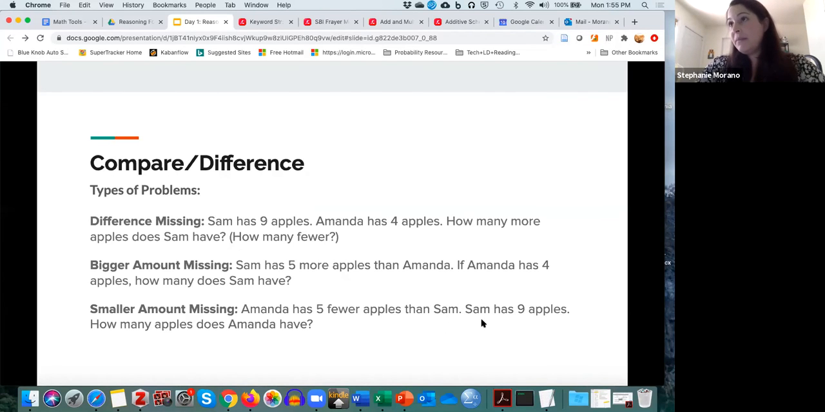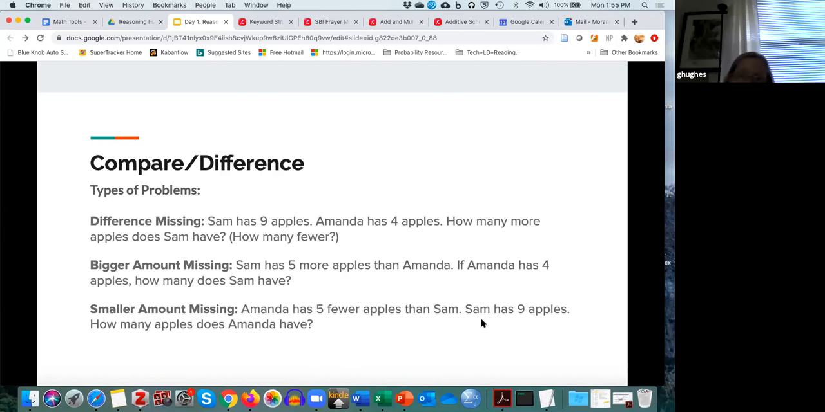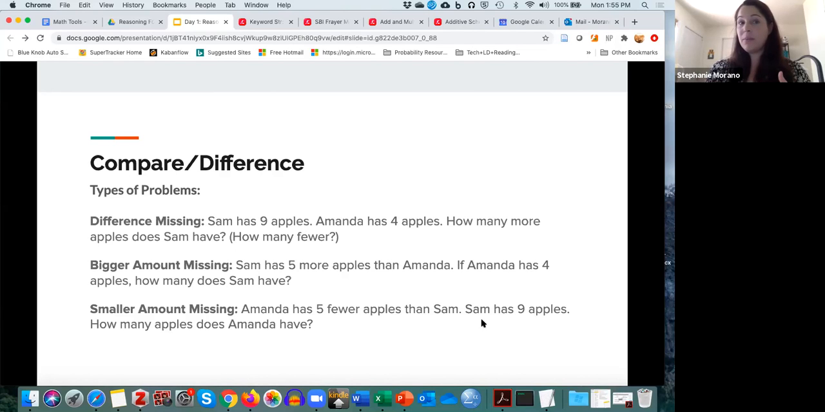There are three types of compare problems: difference missing, bigger amount missing, and smaller amount missing. So again, this is all the different iterations of what we might be solving for, right, when we're looking at compare problems.